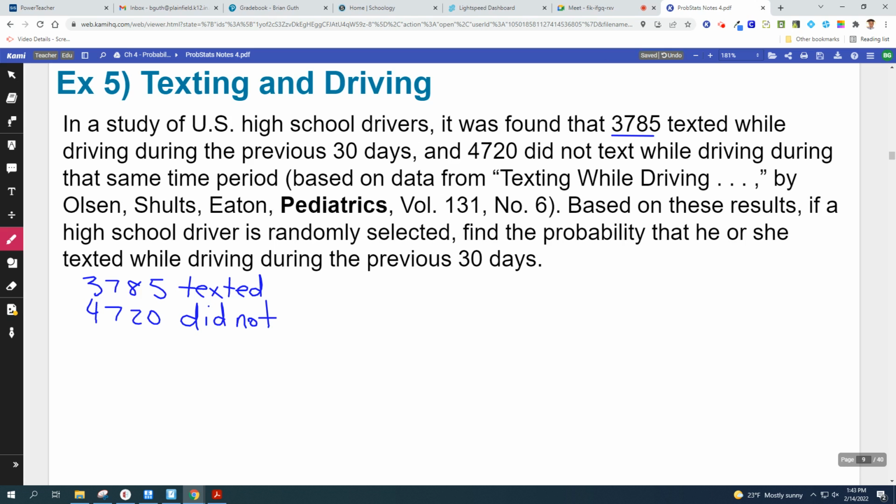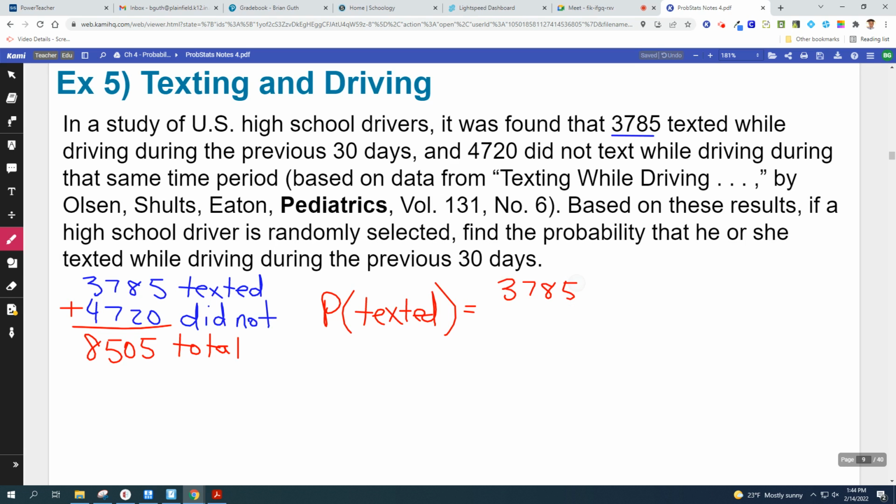So they didn't give us the total. They didn't give us the denominator for our fraction. In order to do that, we just need to add those 2 numbers together. 3785 plus 4720 is 8505. That's the total. And so if I want to find the probability that they texted, I want to do the part that texted over the total. So I would say 3785 over 8505.